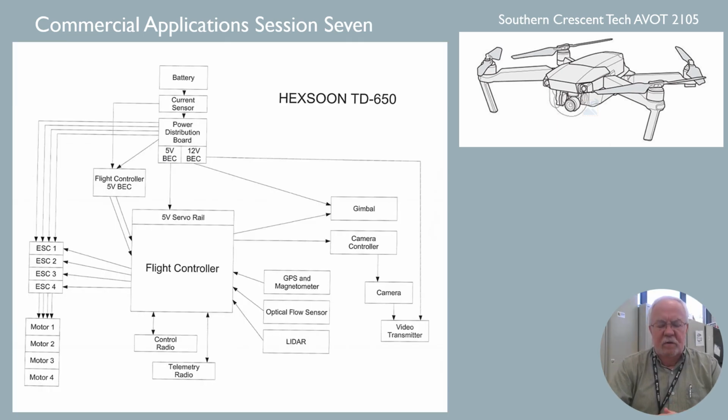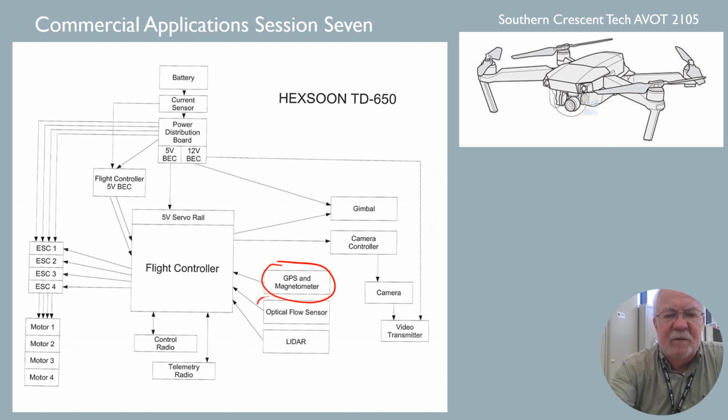All right, this is a flow chart of the power input and output information, mostly for a flight controller. The Hexun TD650 is a particular drone, and this is just, when you make your own drone, something like this you'll have to work off of. This is pretty generic, but anyway, you can see the flight control in the middle. You can see the arrows pointing in and out, so you can sort of figure where I'm going with this.